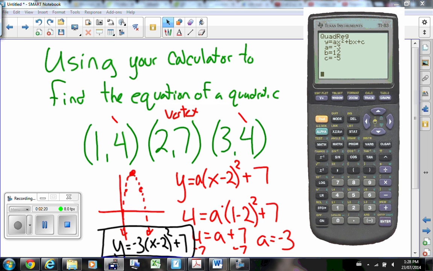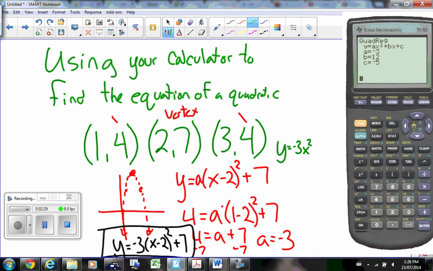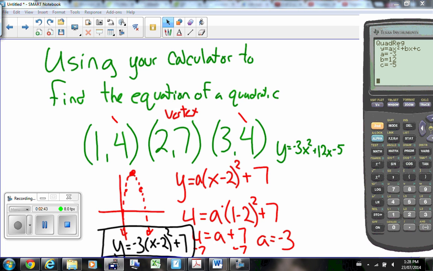This is giving it to me in general form. So it's giving me y equals negative 3x squared plus 12x minus 5. Or I suppose I could have written plus and negative 5 if I had more room. So there's my equation that we can then use, and I could plug in there.